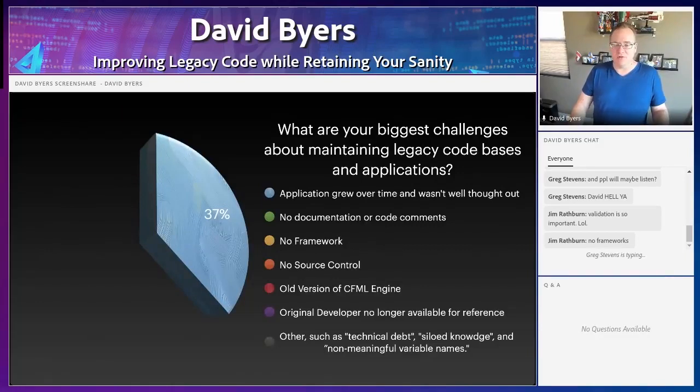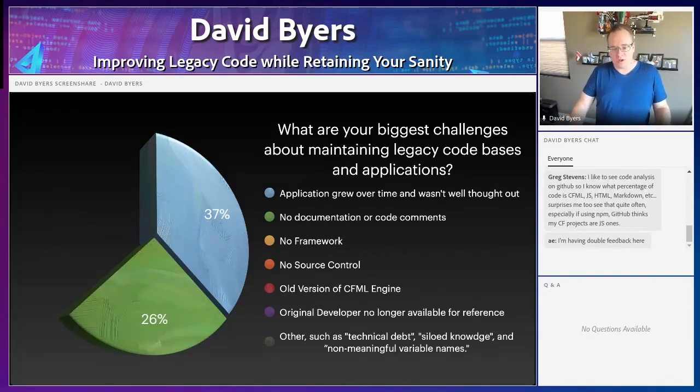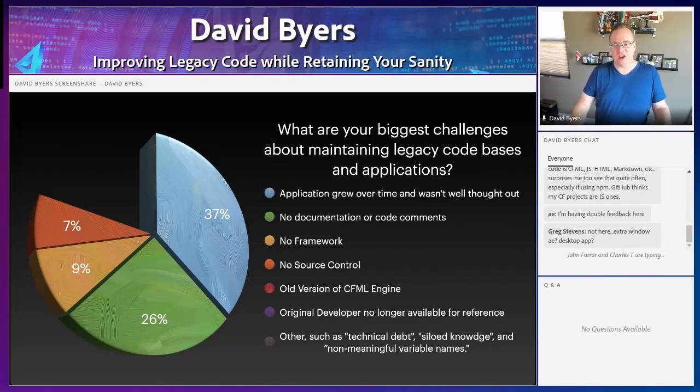37% said that the application grew over time. It wasn't well thought out. That makes sense. 26% said there was no documentation or code comments to their code. Of course, we're all better at writing code than we are at writing docs, I can tell you that. 9% said that their biggest challenge was that their application had no framework. Another 7% said it was because there was no source control. 5% said that their biggest challenge is that they were working on an old version of ColdFusion. Another 5% said that it was because the original developer for the application was no longer available to use as a reference. They didn't have anybody to ask questions of why things were built the way they were.